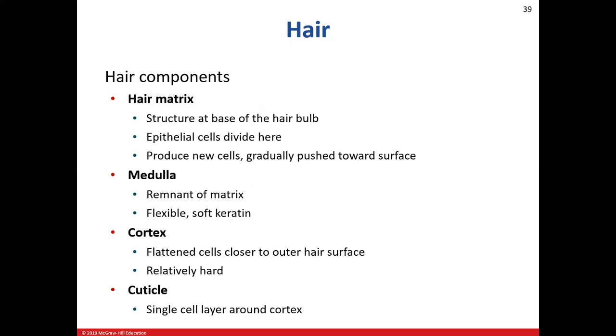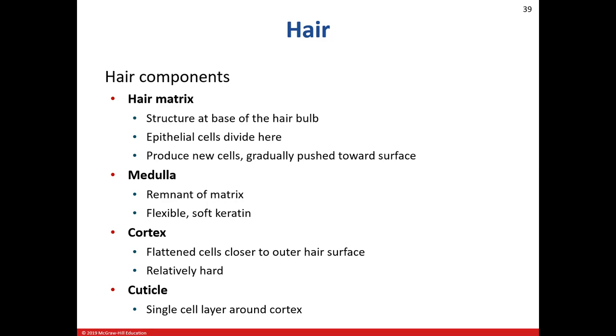When we look at the hair matrix then, again, these are additional hair components. The hair matrix is a structure at the base of the hair bulb. And what we see is these epithelial cells are actually dividing at this location. And as it does this, it helps to produce new cells. And as it continues to divide, it gradually pushes the additional hair matrix toward the surface of the skin.